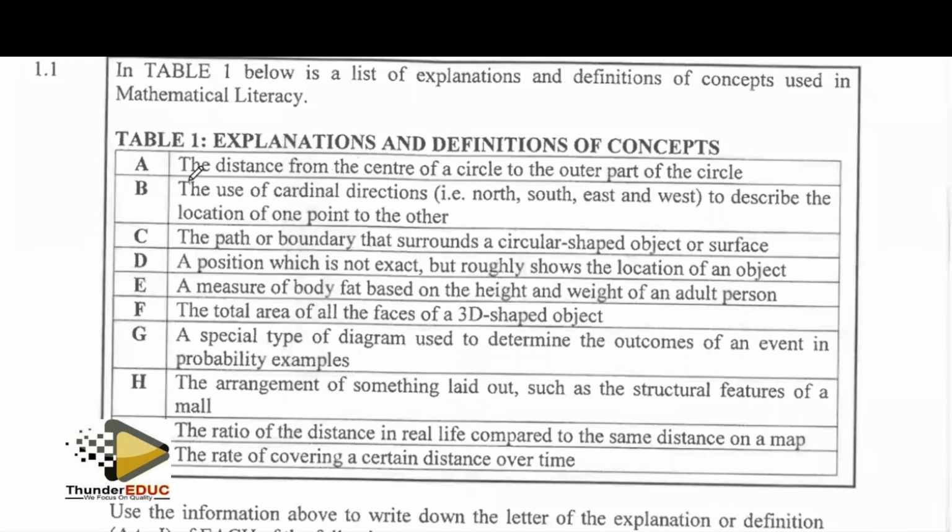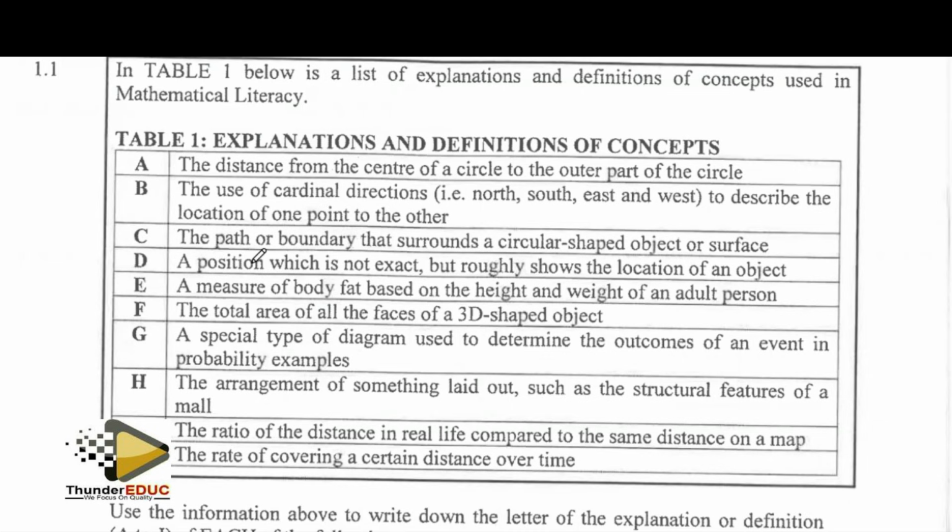In Table 1 below is a list of explanations and definitions of concepts used in mathematical literacy. Table 1: explanations and definitions of concepts. A, the distance from the center of a circle to the outer part of the circle. B, the usage of cardinal direction, i.e. north, south, east, west, to describe the location of one point to another. C, the path or boundary that surrounds a circular object or surface.